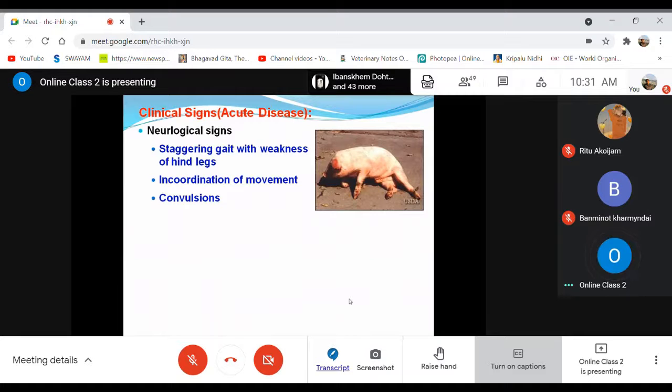Okay, nervous signs. In that case, you will have the problem of staggering movement, that means imbalance, and they cannot walk properly with very weak hind legs, particularly the hind limbs used to be very weak. Then incoordination of movement will be there. They cannot walk properly, with imbalance. Incoordination means it will not be coordinated, it cannot support their body, and it cannot walk in a normal posture, normal form. Then convulsions, contractions and fits may also be there in nervous forms, as far as neurological signs are concerned.